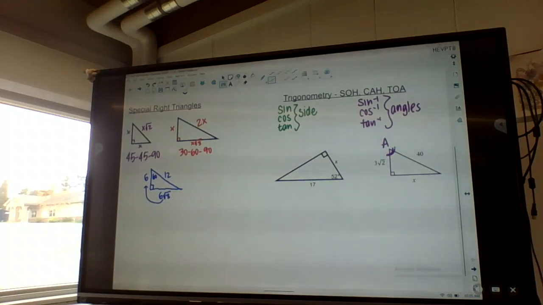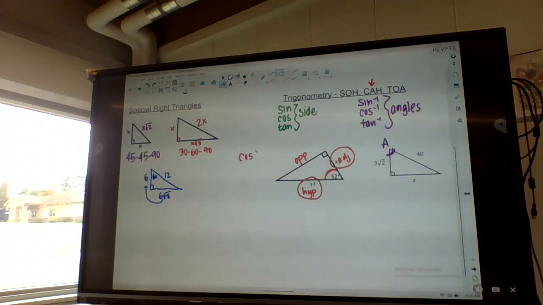So for this first one here, we have our 52 degrees. I like to label the hypotenuse, opposite, and adjacent. Now since it's adjacent and hypotenuse, we're going to use cosine. And so we're going to do cosine of 52, it's been a while since we've done this, equals a over h, so that's x over 17.